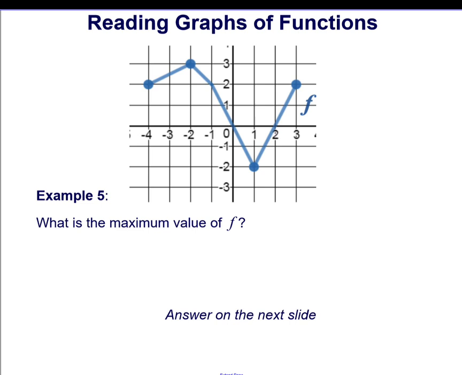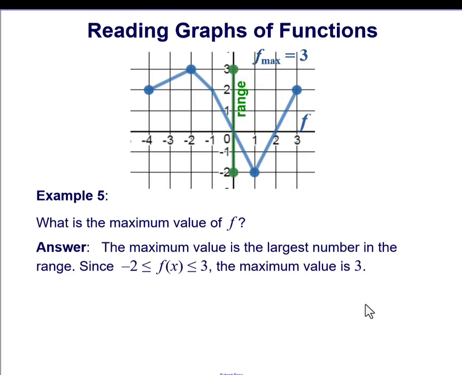Example number 5, we want to determine the maximum value of f. So by looking at the graph, what is the maximum value? The maximum value is the largest number in the range. And since the range goes from negative 2 to positive 3, the maximum value in that range is at 3 right here.